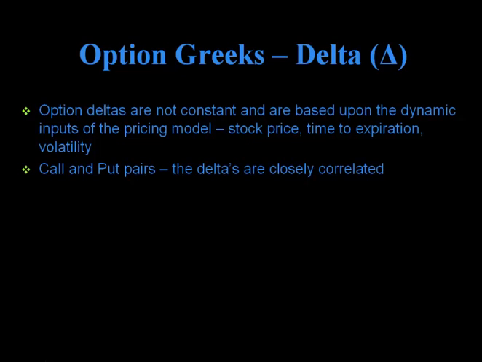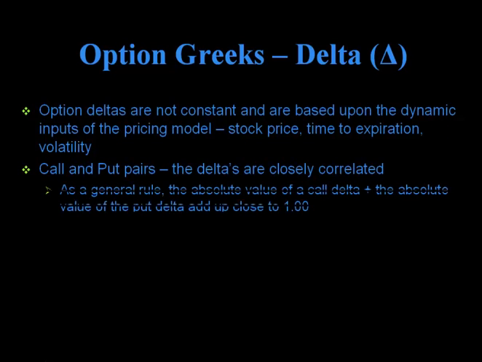Call and put pairs. What's a call and put pair? What does that mean? Well, that means same strike price, same option contract month. For a call and a put, you'll see that the deltas are closely correlated. And as a general rule, the absolute value of a call delta plus the absolute value of a put delta will add up close to 1.